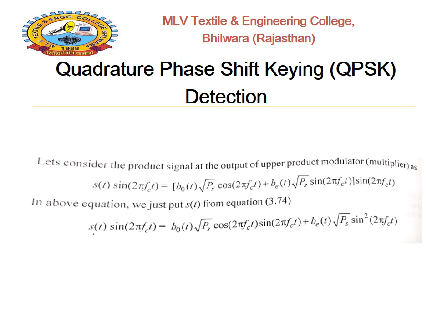In a similar way, for the below part, in the above equation we justify that S of t sin 2 pi fc t equals BO of t under root ps cos 2 pi fc t sin 2 pi fc t plus BE of t under root ps sin square 2 pi fc t. Okay, so the sin component basically multiplies the two components. The first one is BO of t, the odd part, the second one is BE of t, the even part. So just simplify the above equation.